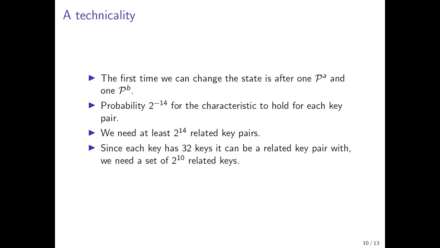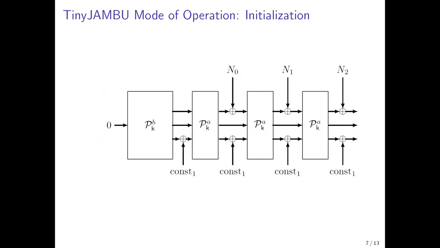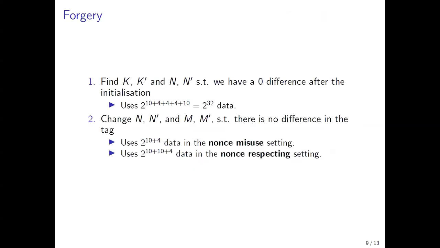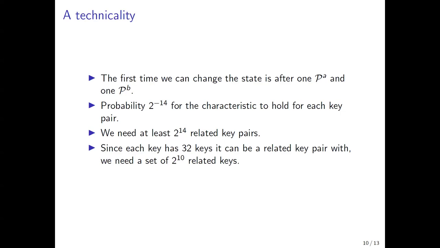So what I said before, we have a slight technicality because as we can see in the initialization, until we add the nonce, there are two permutation calls that we cannot influence. The only influence there is the key. So we need quite some related key pairs such that we find in the end a pair that has this property. Now each key, because we can put the difference in the 32 most significant bits, each key has 32 keys that it can pair with to get this characteristic. So we need 2^10 related keys, or 2^10 keys that have some relation.